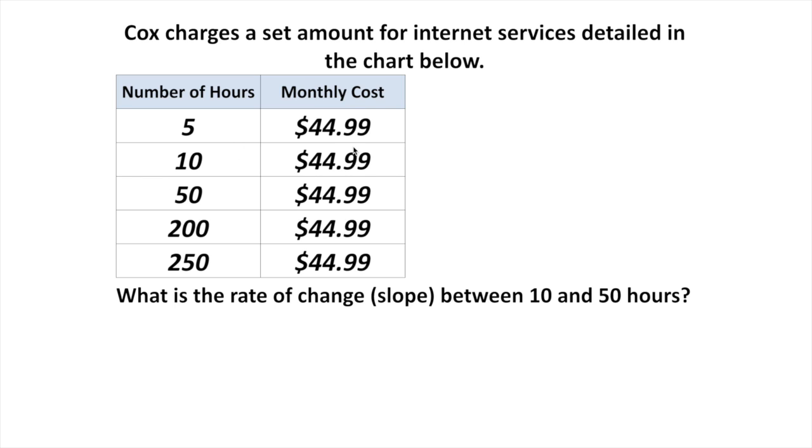We could write these two as an ordered pair. We could go 10, 44.99. The next one would be 50, 44.99. That's okay. That may be the easiest way you want to do it. So we'll go ahead and calculate the slope between those two. Push pause now after you've obtained your answer. Come on back and push play.